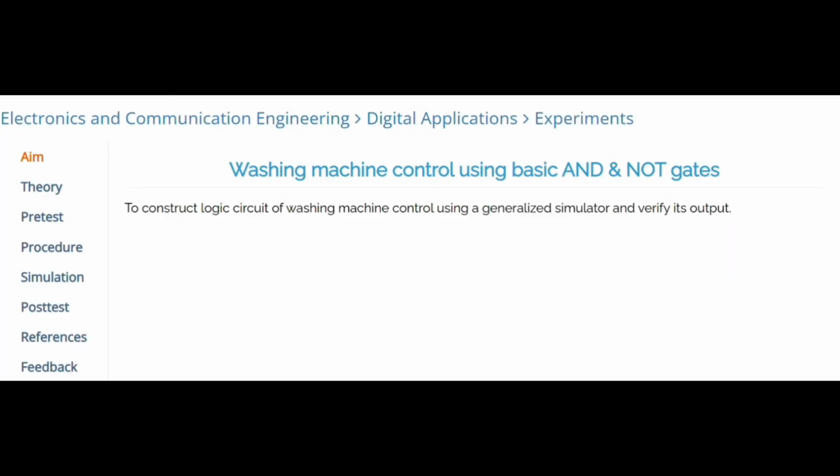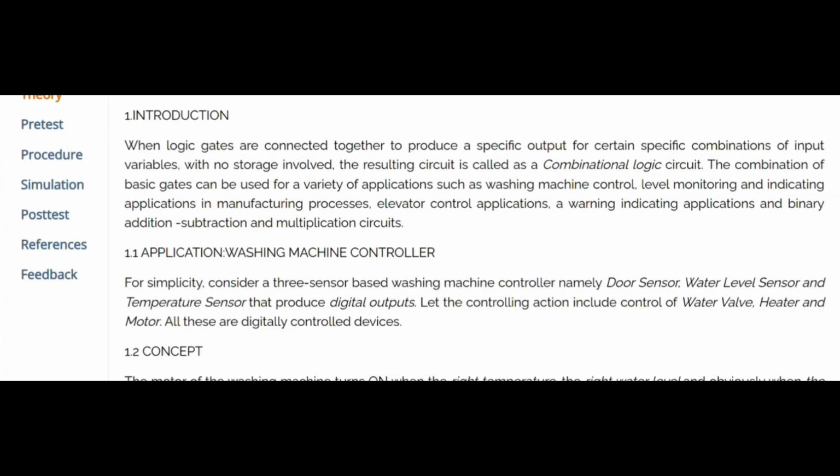We are going to construct a logic circuit of a washing machine control using a generalized simulator, and we are going to verify the output. When logic gates are connected together to produce a specific output for a certain combination of input variables, and there is no storage involved, the circuit is called a combinational circuit. These combinational circuits can be used for various applications such as washing machine control, level monitoring and indicating applications in manufacturing processes, elevator control applications, warning indication applications, and in binary addition, subtraction, and multiplication circuits.